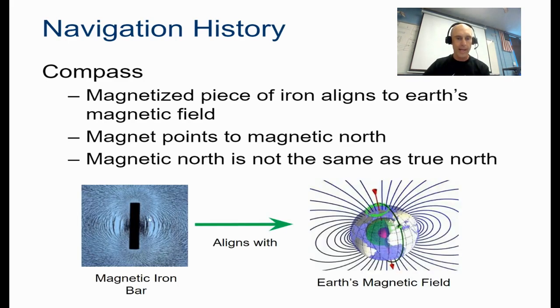So here we have a little magnet with some iron things, and there's the Earth's magnetic field. It has a bit of a slant to it. It's not direct true north, so it's going to be off a little bit, depending on where you are on the globe.